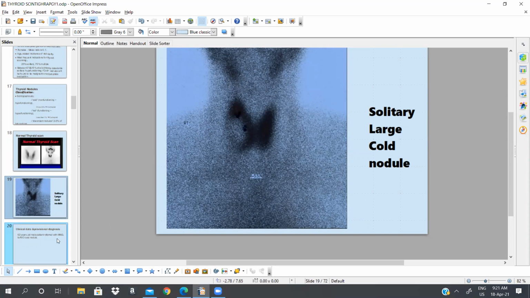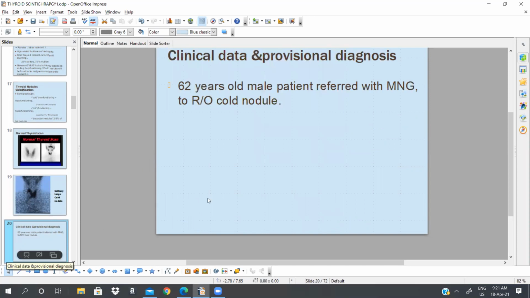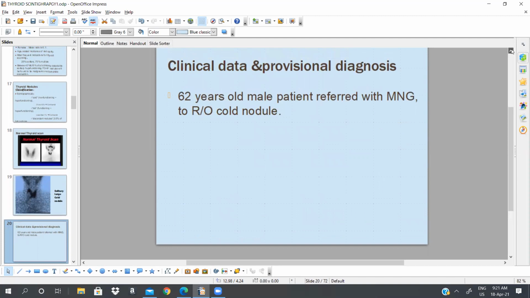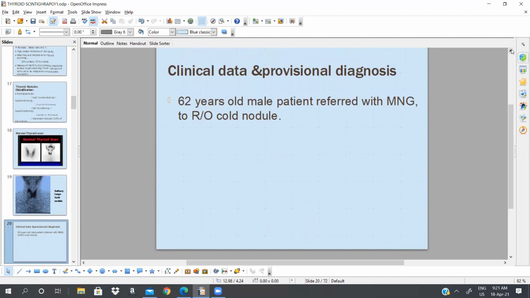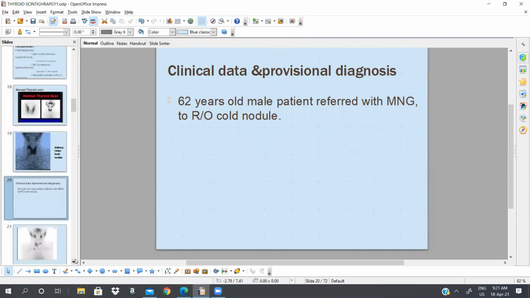Okay, so I will show you some scenarios of what we encounter in our practice, and maybe in the future you need to know these scenarios to know what to do with such a patient. A 62-year-old male patient was referred with multinodular goiter to rule out cold nodule. Why multinodular? Either by palpation or ultrasound showing multinodular goiter.